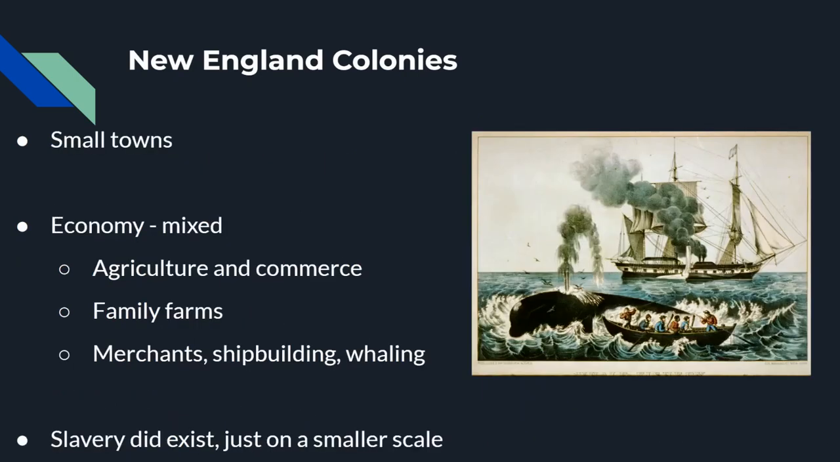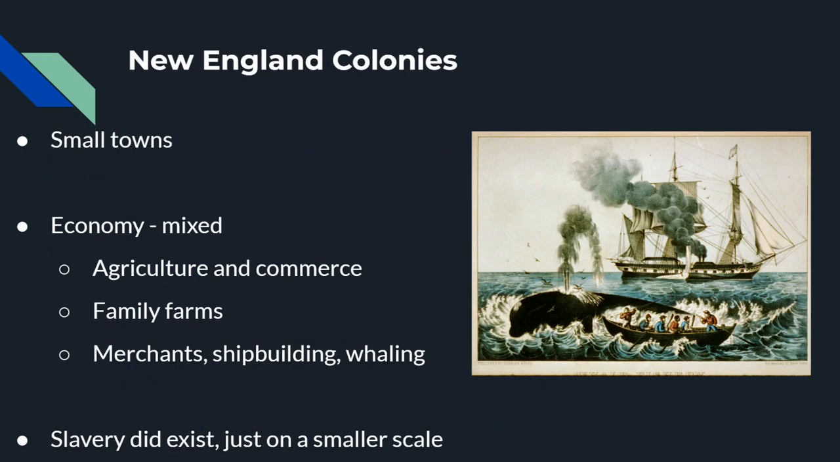Continuing to talk about the New England colonies, some of their economics and demographics. They have a lot of small towns in the New England colonies, and their economy is very mixed. So they have agriculture and commerce, trading, a lot of small family farms, like subsistence farming. Sometimes you'll see it called that. That means they're farming what they can to get by. A lot of merchants, shipbuilding, whaling. I mean, you've heard of Connecticut's hockey team, right? They were called the Hartford Whalers. That's because Connecticut had a big history of whaling.